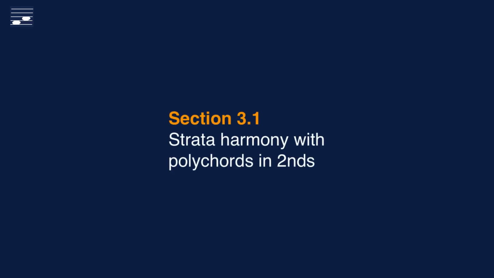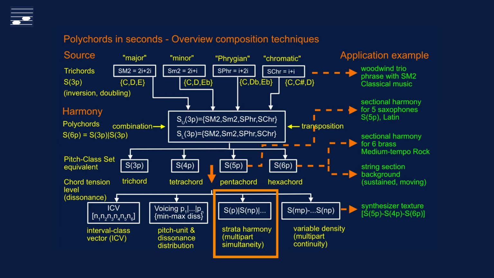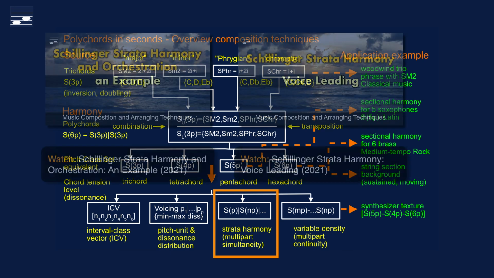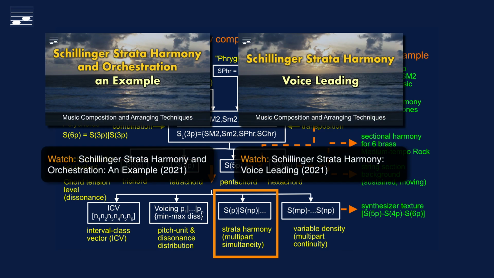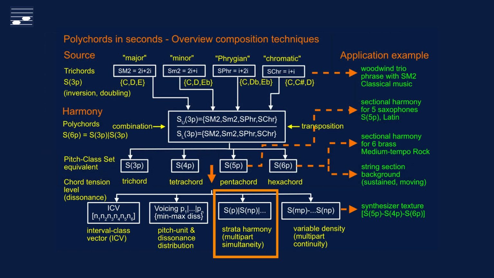Next, we focus on the combination of the Persichetti harmony with the Schillinger System Strata Harmony approach. This means that we will create simultaneous multi-part settings in multiple layers of harmony. For an introduction to this high-potential Schillinger approach to harmony in general, you may want to watch these two tutorials with fundamentals and composition examples.